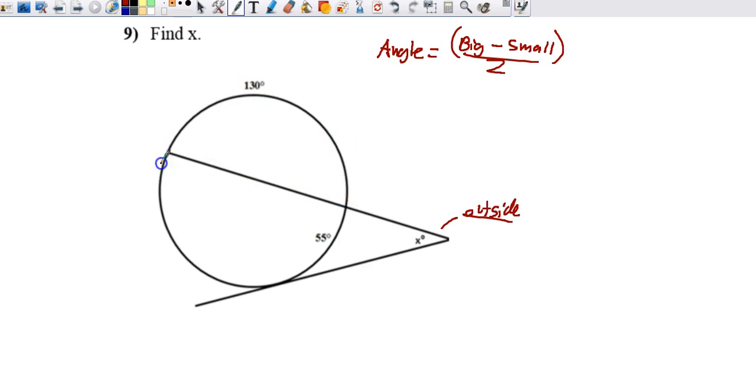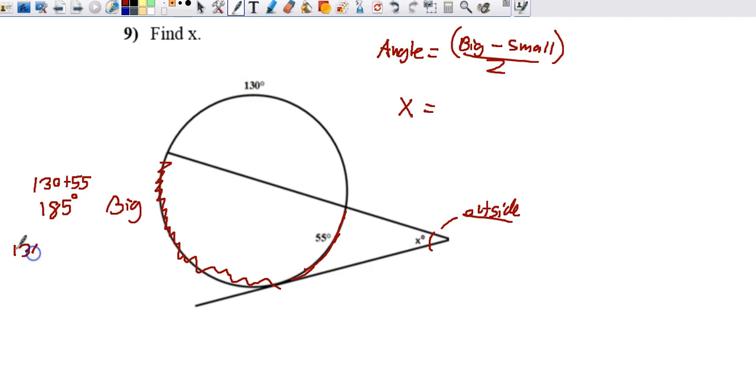So we don't have the big arc. This would be the big. This is the small, that is 55, and the angle is x. So let's figure out what the big arc is. All your arcs add to what number? They should add to 360. So if you add 130 and 55 up, that's going to give you 185.